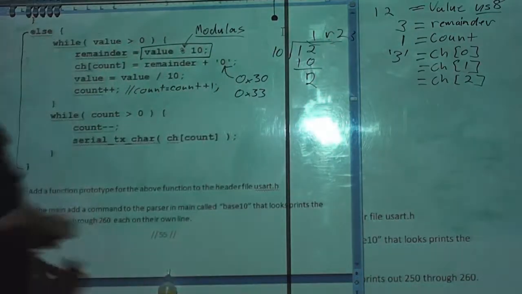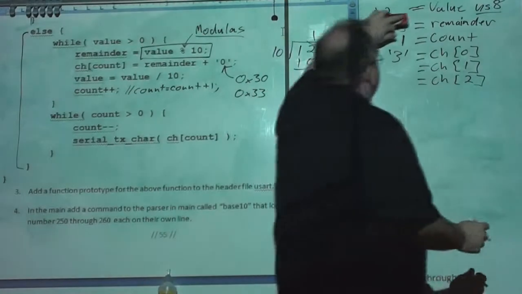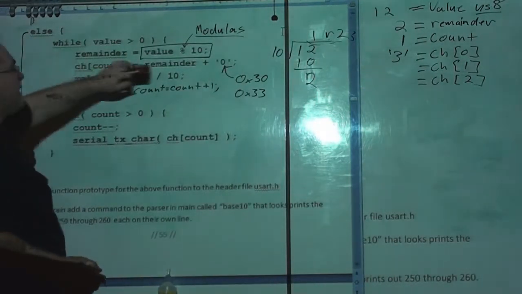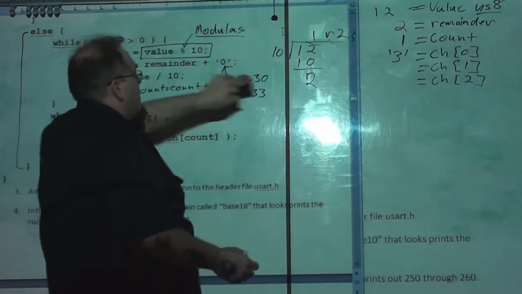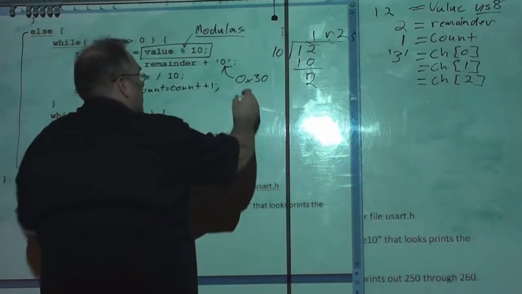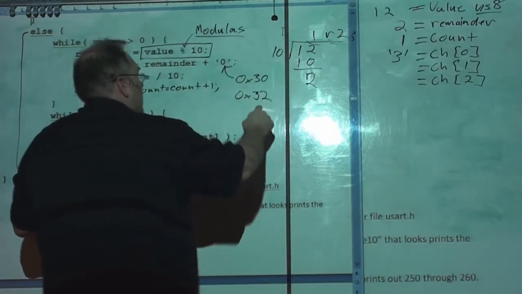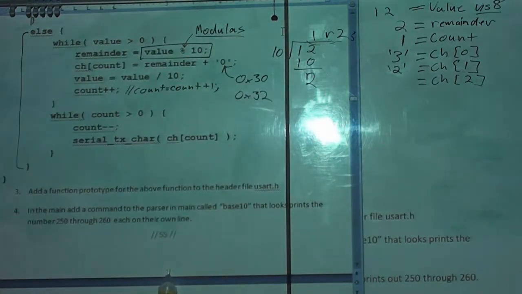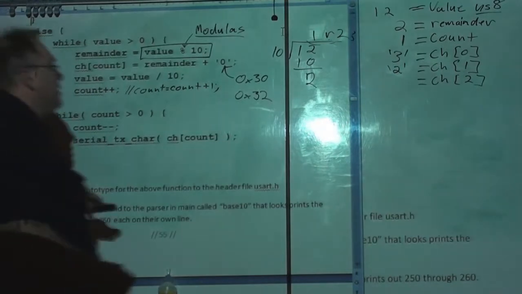The remainder of 2. So our remainder is equal to 2. Remainder is now 2. Count is now equal to 1. So ch1 is equal to the remainder plus 0. 0 is 30. Remainder is 2. So this becomes 32. 32 is the ASCII value for the number 2. So ch1 becomes 2.